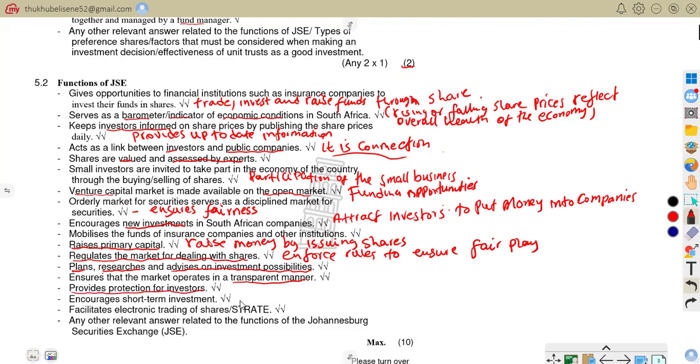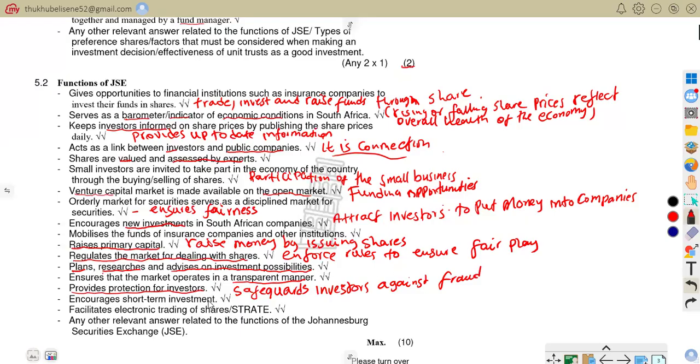Now moving on, it also provides protection for investors. It provides protection for investors by safeguarding what? Investors against fraud. So they safeguard investors against fraud and unfair practices.